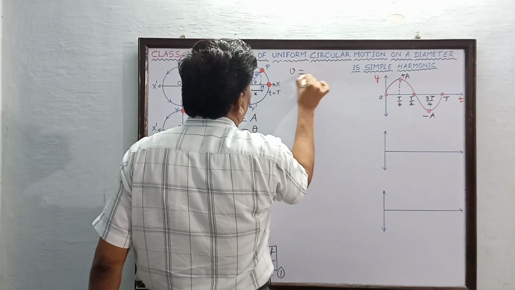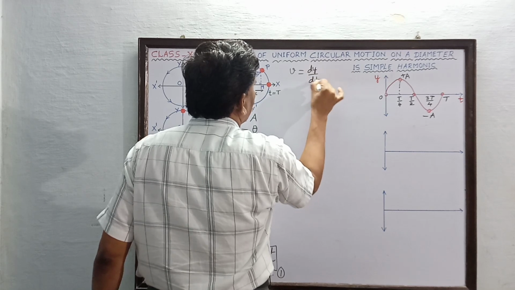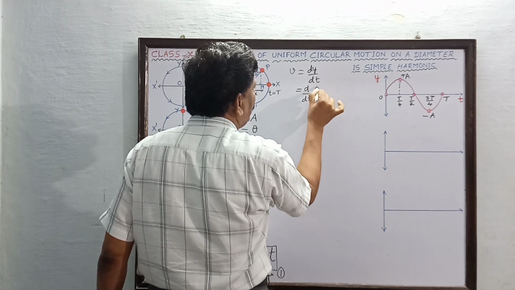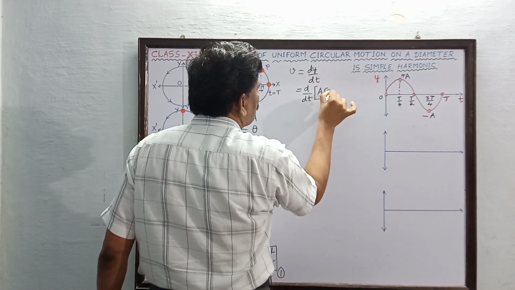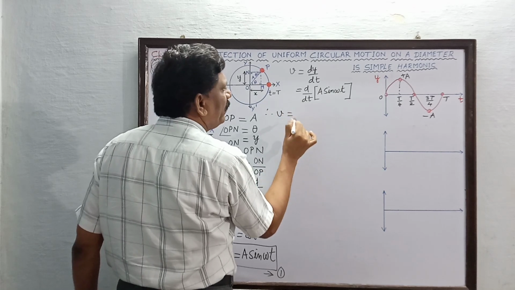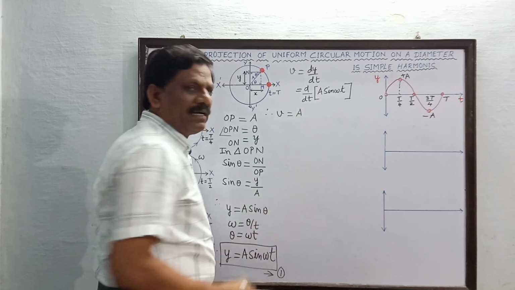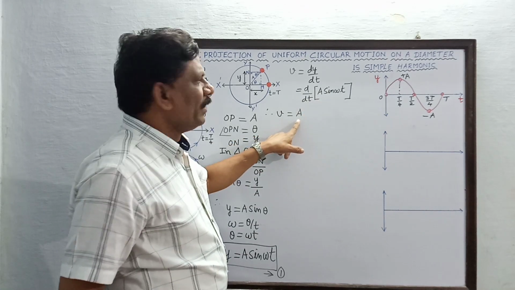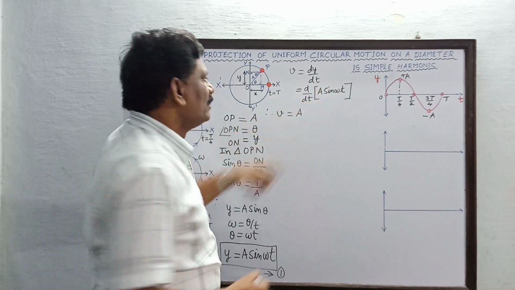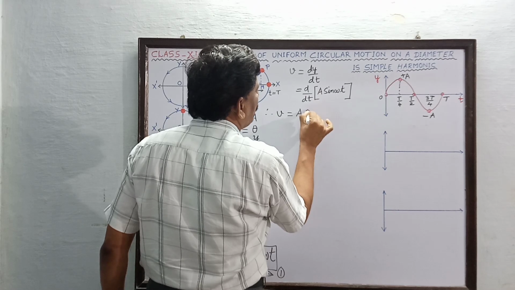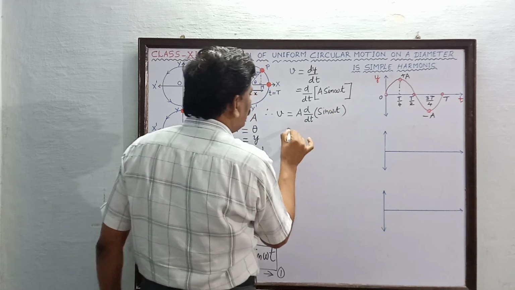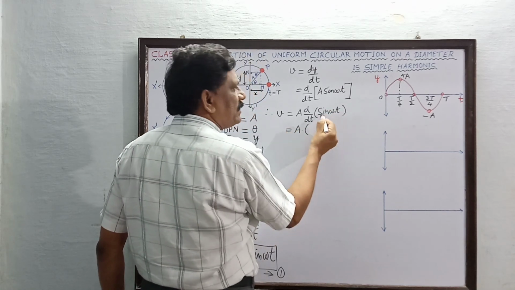So velocity is equal to what? dy by dt, rate of change of displacement. So this is equal to d by dt of a sin omega t. Therefore v is now equal to, a is constant, so it is taken out. In this product omega into t, omega is a constant but t is a variable, is it not? So this is a into d by dt of sin omega t.